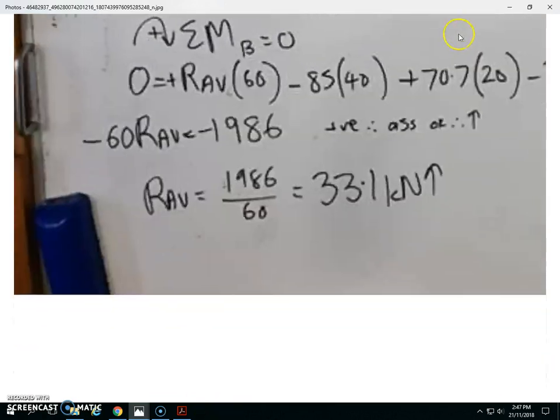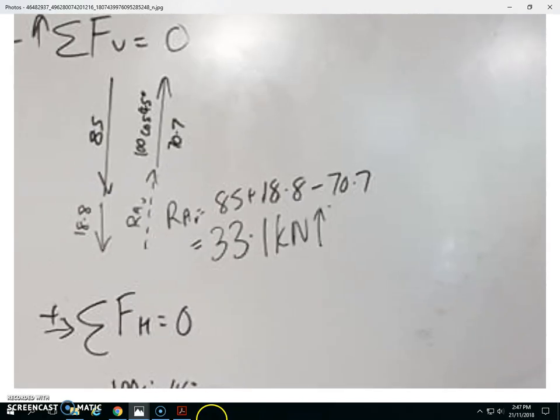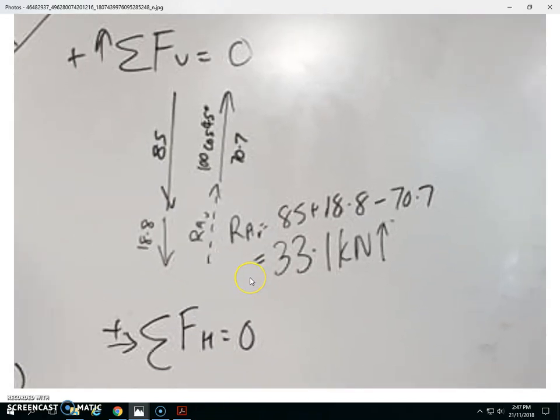Now, I'm going to come back to this part of the screen in a second, because that's not normally what we do. Normally what we would do, and when I've marked just recently a whole bunch of papers, I noticed that most students tend to use this method, and that's for good reason. They take some of the forces vertically. So let's have a look.